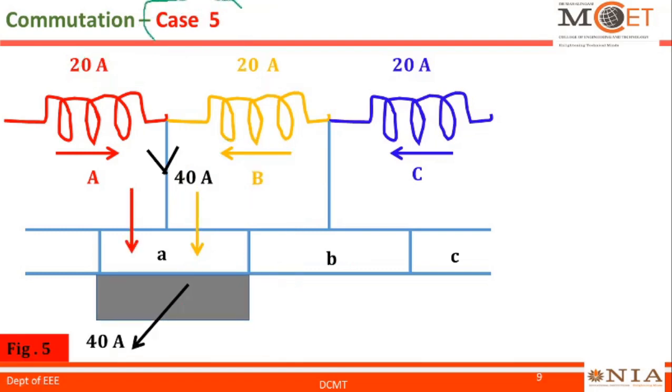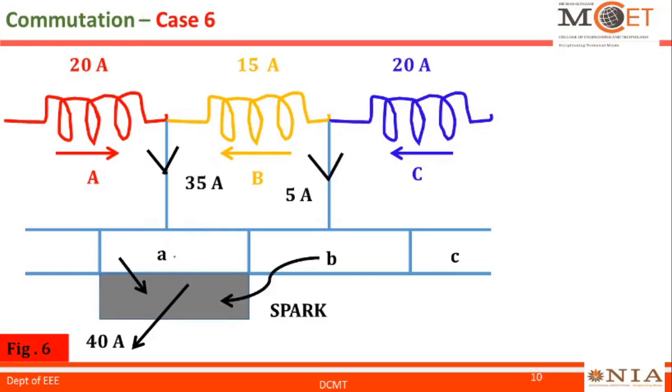Look at case 5. The commutator segment A is in complete contact with the brush. So the coil A supplies 20 ampere and coil B supplies another 20 amperes. So the total load current is 40 amperes. Look at case 6. Via this path, 35 ampere current enters into the segment A and 5 ampere current via segment B through the air to the brush. It is mainly due to the self-inductance of a coil.